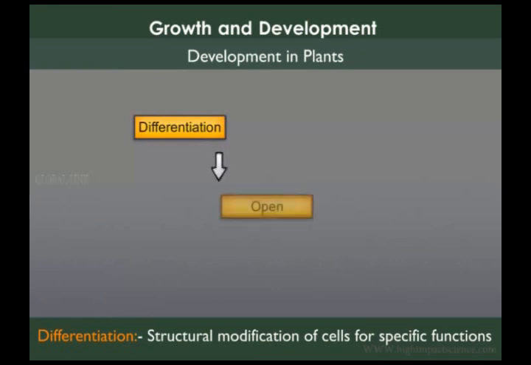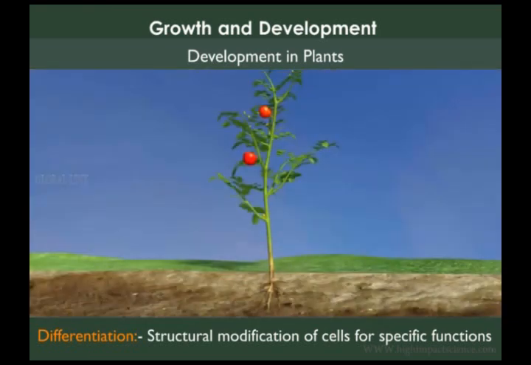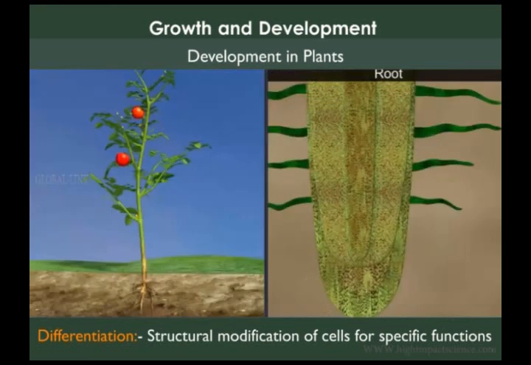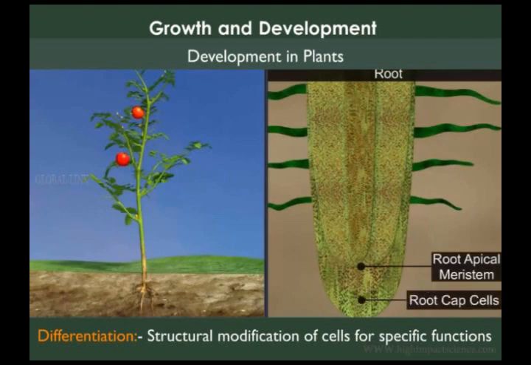Differentiation in plants is open, similar to growth, because cells formed from the same meristem differentiate into different structures at maturity. The final structure of a cell at maturity is determined by its position on the plant. For instance, cells close to the apical meristem differentiate into root cap cells, while cells at the periphery differentiate into the epidermis.